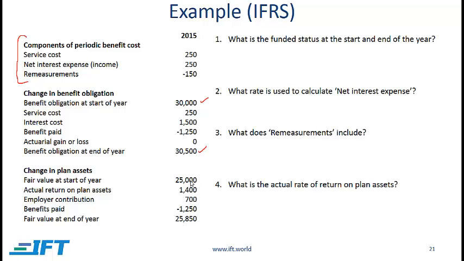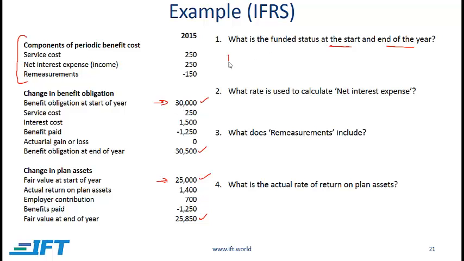Similarly, we have a reconciliation between the fair value of plan assets at the start of the year and the end of the year. First question is, what is the funded status at the start and end of the year? So the funded status is simply equal to the obligations minus the fair value of assets. So we have a present value of obligations equal to 30,000, assets are equal to 25,000, the liabilities are more.